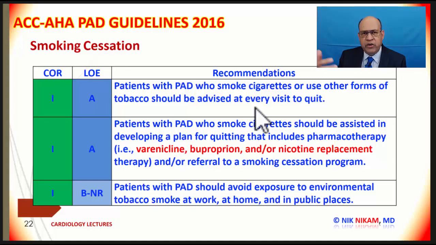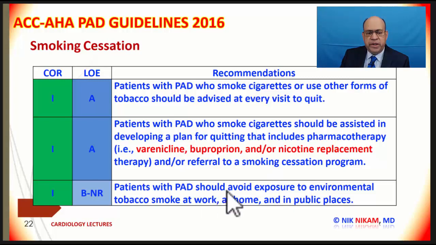They get the procedure, they go home, 3 months later they are going to be back again, and it is absolutely essential on the part of the physician, the internist, the cardiologist, and the endovascular or vascular surgeons to emphasize the importance of smoking cessation. If they are not able to stop smoking, we should help them with pharmacotherapy such as varenicline, bupropion, or nicotine replacement therapy. All these patients should be referred to the American Lung Association smoking cessation, acupuncture, or anything else you can think of to make sure these patients stop smoking.